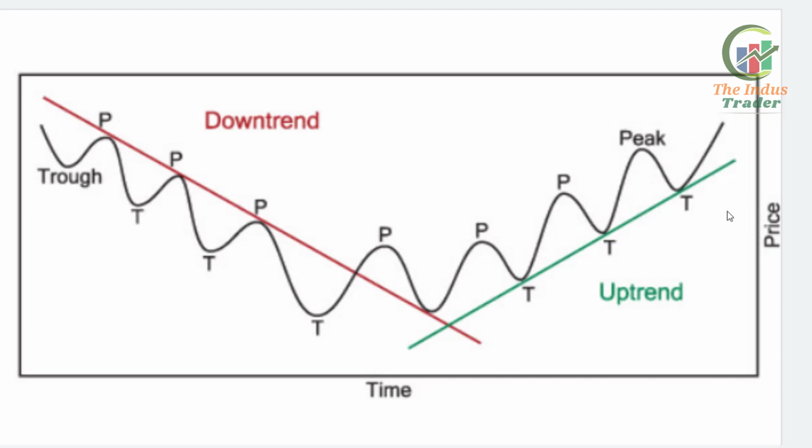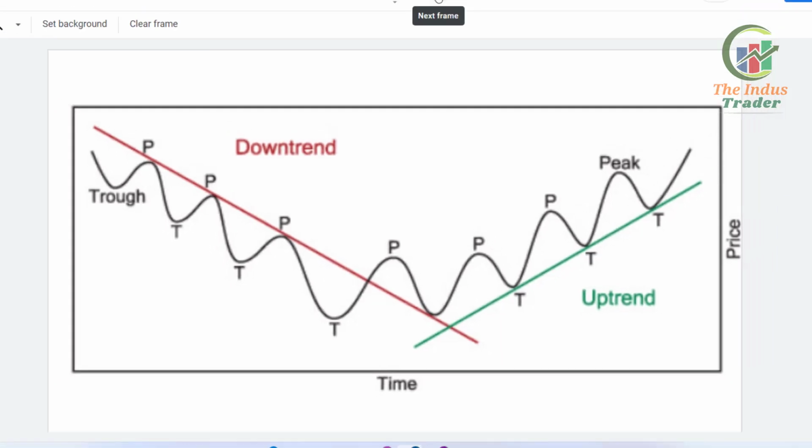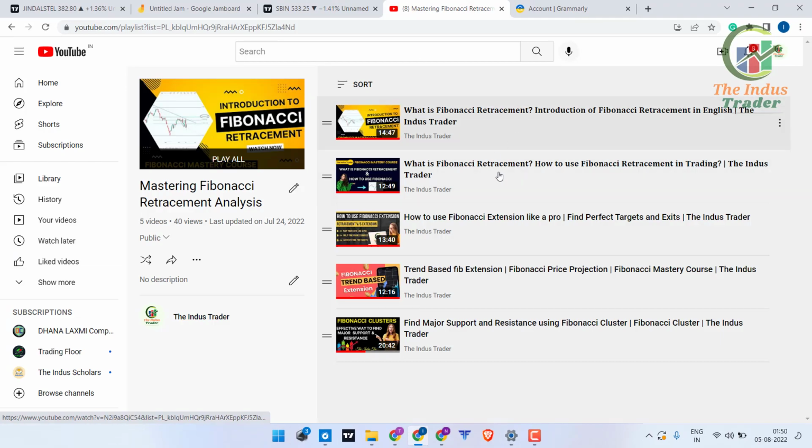If you want to know in detail about that, we have a separate video on trend, and we have an in-detail video about Fibonacci. You can watch both these videos.